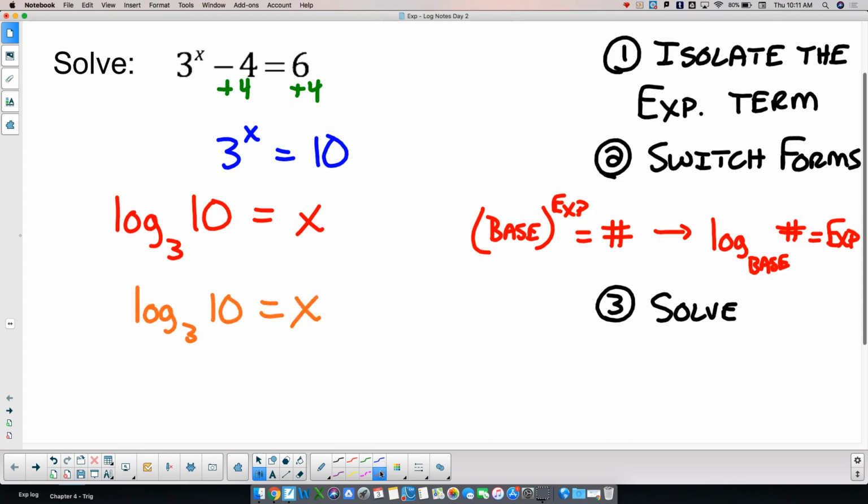Now, I'm an exact kind of a person. You might not be. So you would have to go to your calculator and figure out what log base 3 of 10 is. You'd use the change of base formula from yesterday: log of 10 divided by log of 3, or natural log of 10 divided by natural log of 3. We're going to round to 3 decimal places, 2.096.